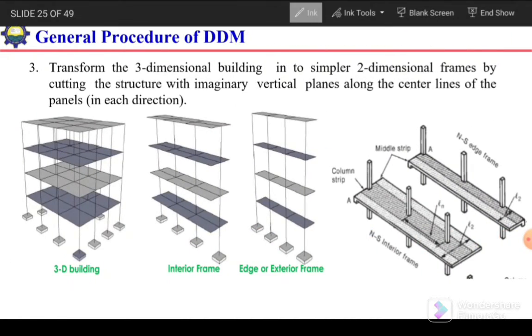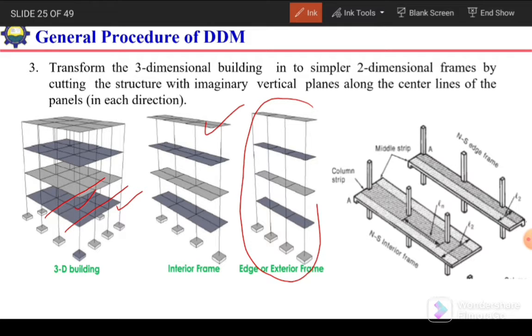The third step is to transform the three-dimensional building into simpler two-dimensional frames by cutting the structure with an imaginary vertical plane along the center line of the panels in each direction. So we have to convert this 3D structure into 2D frames. We will draw center lines of the panels, and in this way we will get this exterior frame and interior frame.